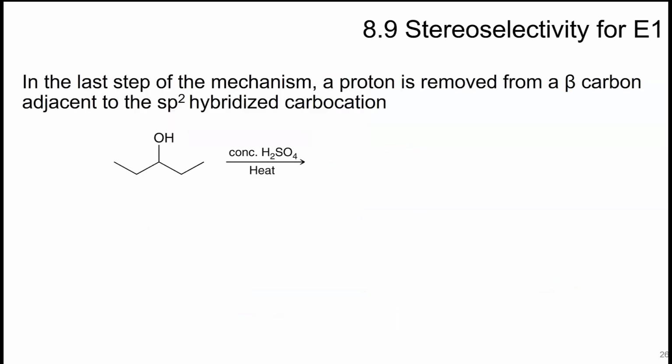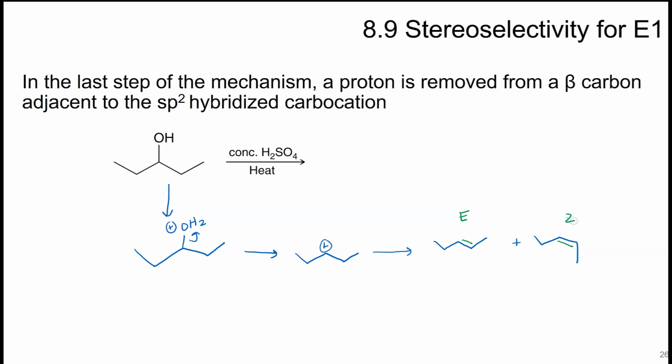In the last step of the mechanism, a proton is removed from a beta carbon that's next to the sp2 hybridized carbocation. So we protonate the alcohol. That will leave, and you can form two products here. This would be the E or the Z. The E is preferred.